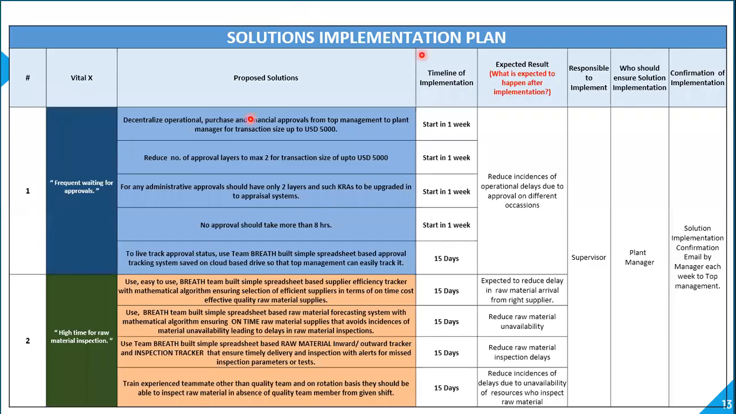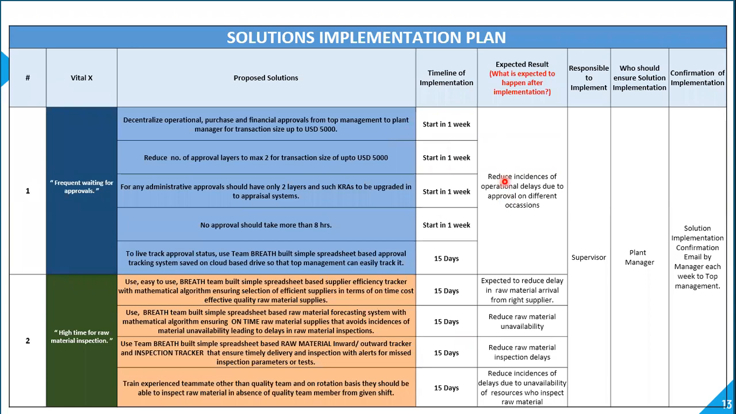Right, so the solution implementation plan: these are the causes, these are the examples of the causes we have. Then we propose solutions here, right? The timeline to implement: you have to start it in 1 week. If it is a one-time implementation, then you have to quickly implement it in 15 days, 10 days, or whatever. That you need to decide, and not you, the team needs to decide. They need to give the promise or commitment that within this timeline we'll implement the solution.